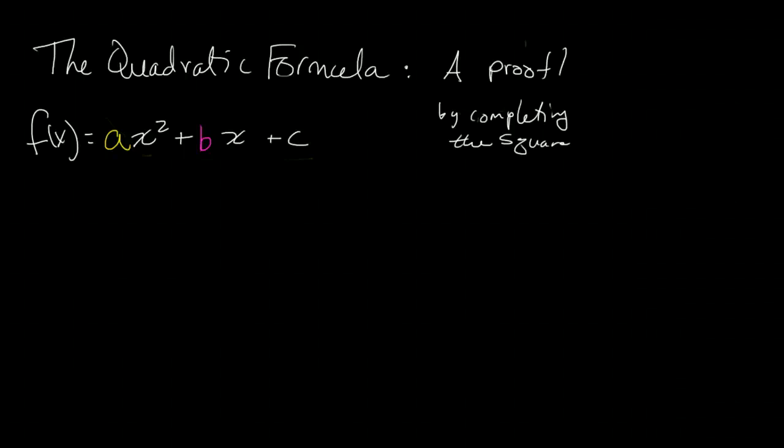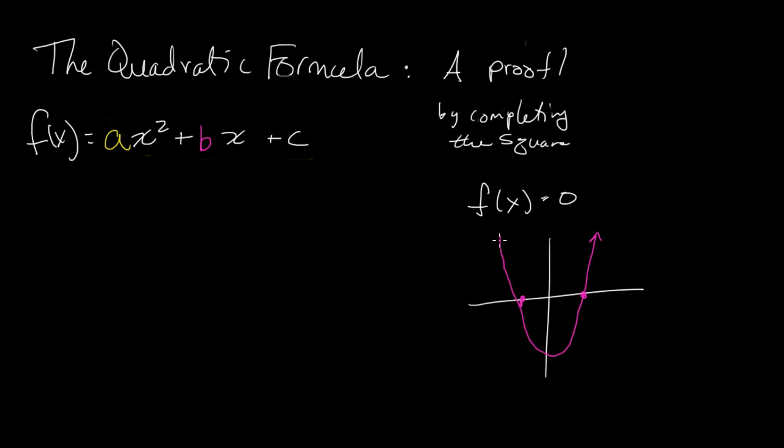I wanted to take a moment to do a proof of the quadratic formula. And remember that whenever we're solving a quadratic, we're setting f of x equal to 0 because what we're looking for is that part of the parabola, or those two parts of the parabola, where the parabola crosses the x-axis. And these two parts are called the roots.